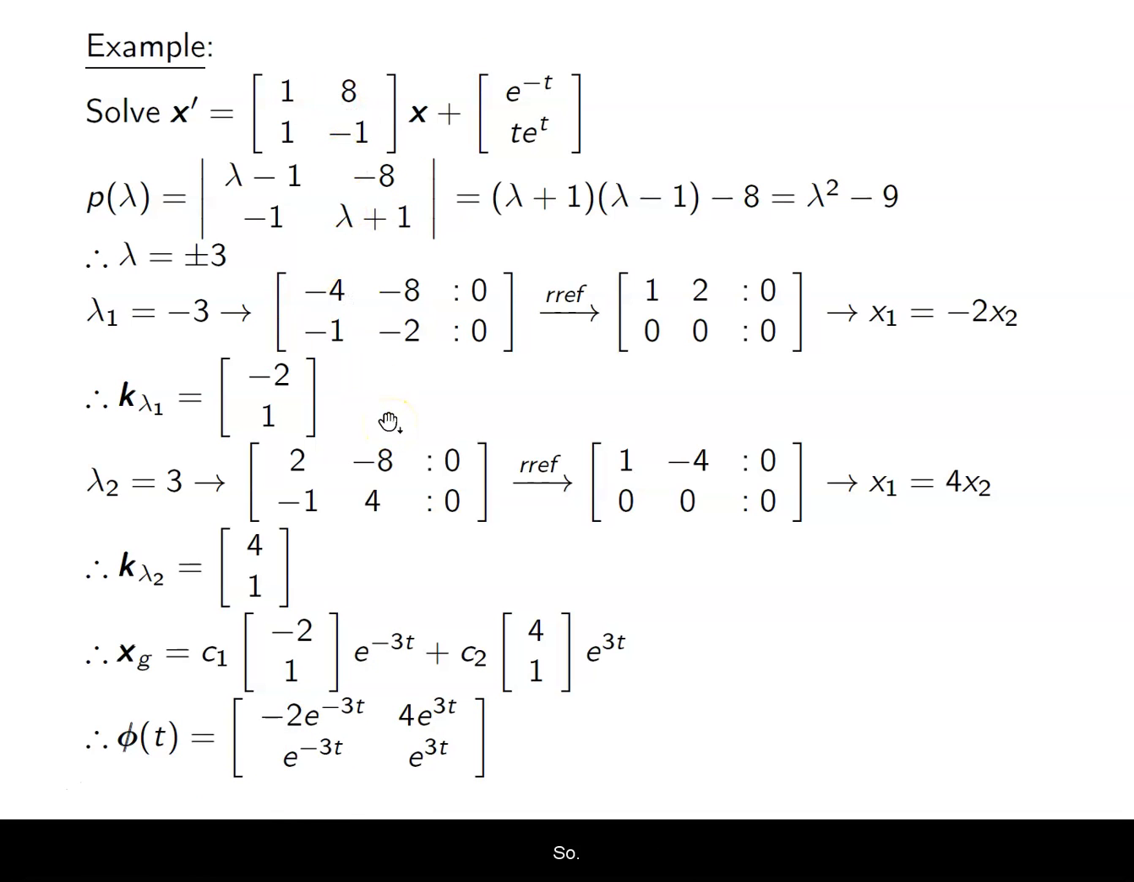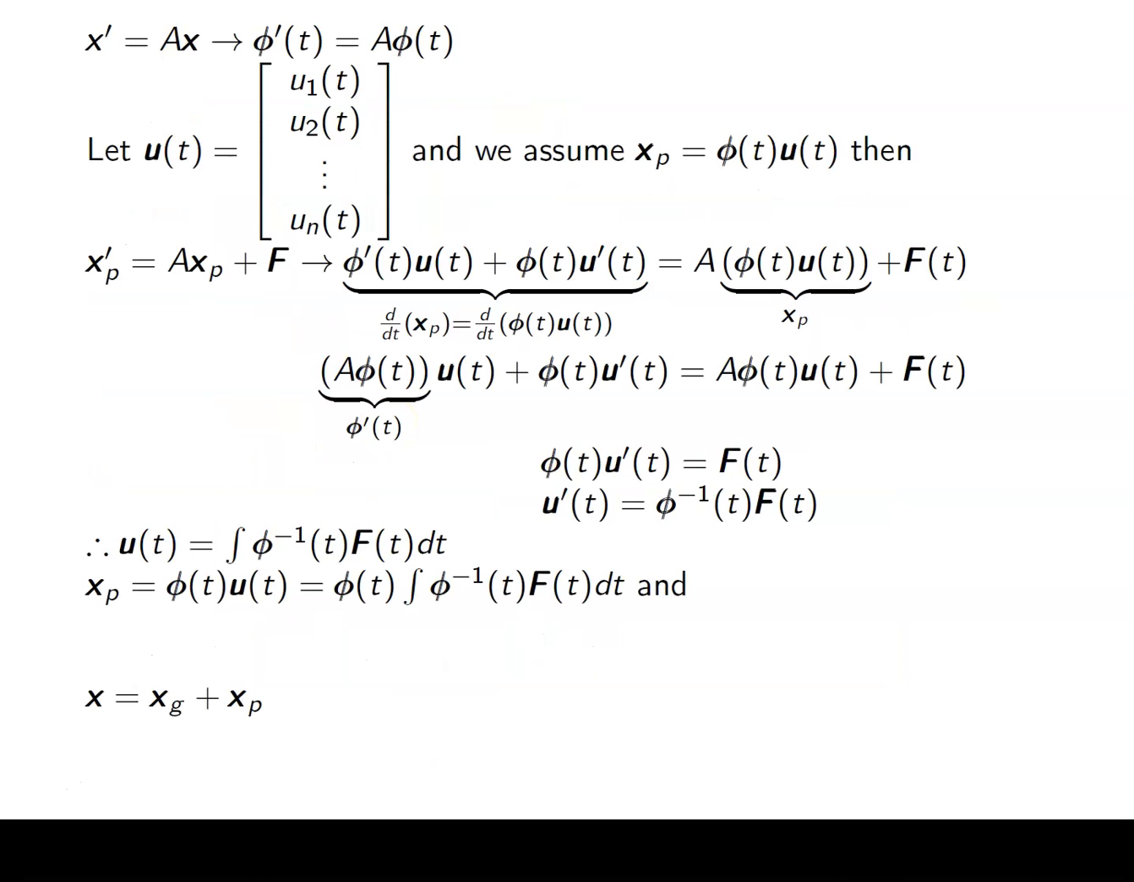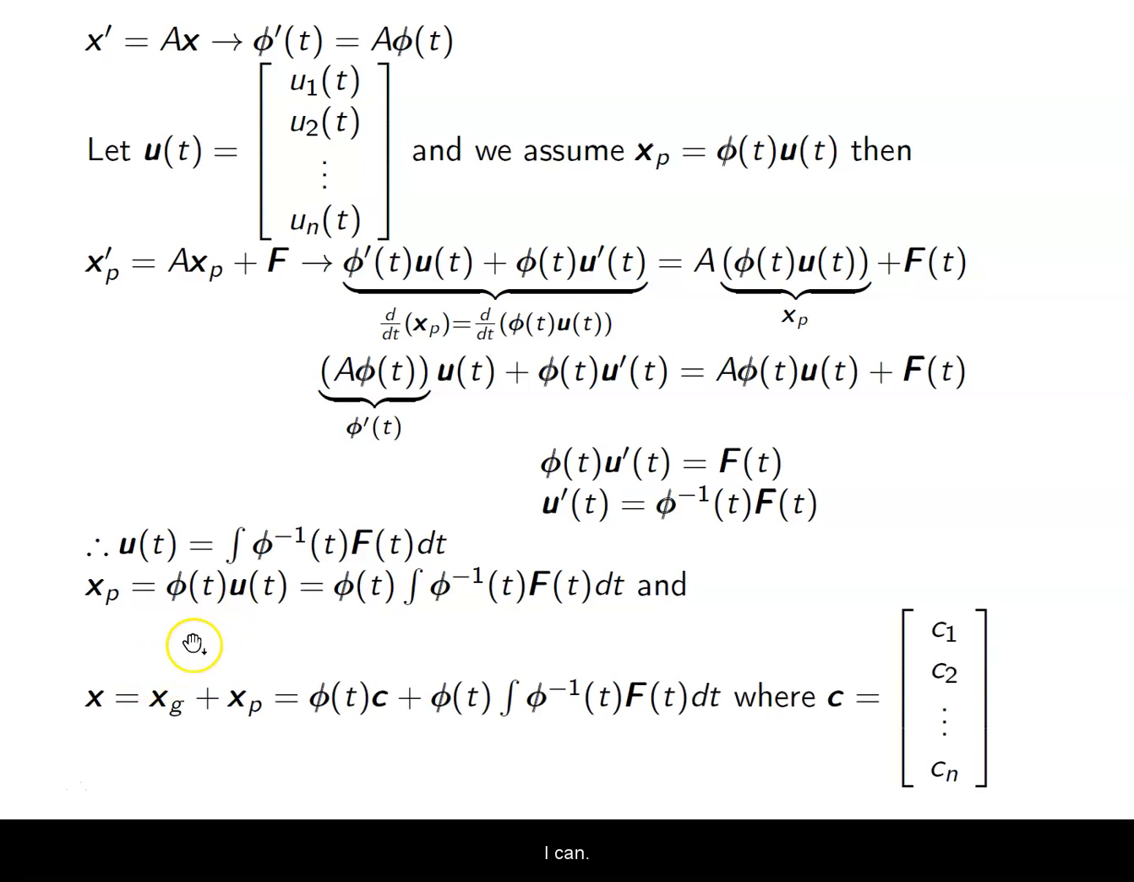Okay, so coming back, I can really just jump straight into this. I just need my particular solution, so I can jump straight into this formula. I have my phi of t already. I need to find its inverse. I'm going to take my inverse and multiply it times the forcing function that I'm already given.